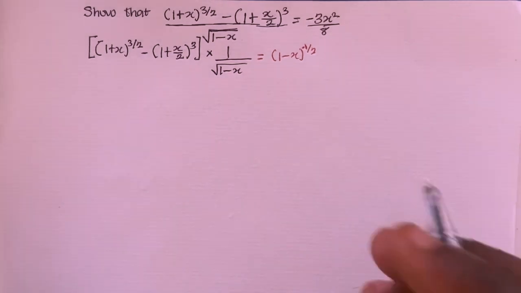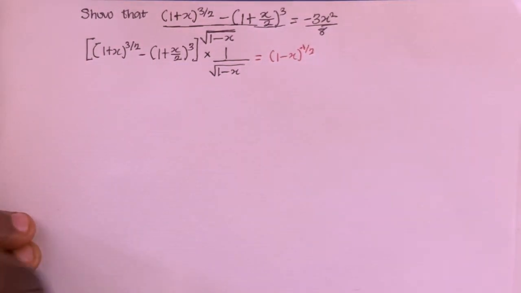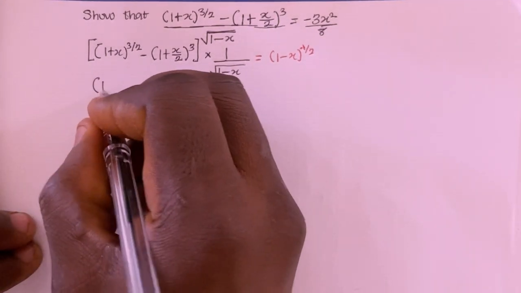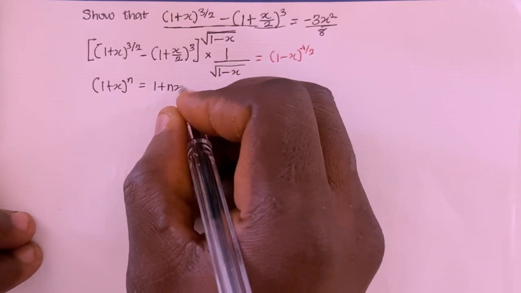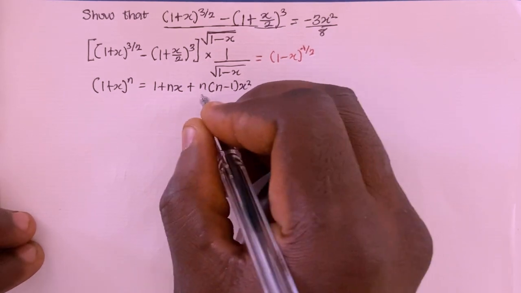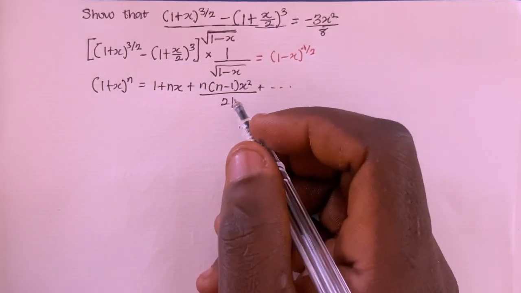Now the next thing I'm going to do is that I'll focus on this parenthesis. Everything that is inside this parenthesis, I'll focus on it at first. And the general formula I'm going to use in this case is the binomial expansion formula for the negative and fractional index, which is whenever I have 1 plus x raised to the power of n, this is equal to 1 plus nx plus n into brackets n minus 1, x squared divided by 2 factorial plus some other terms. So this is the expression I'm going to be using, right?